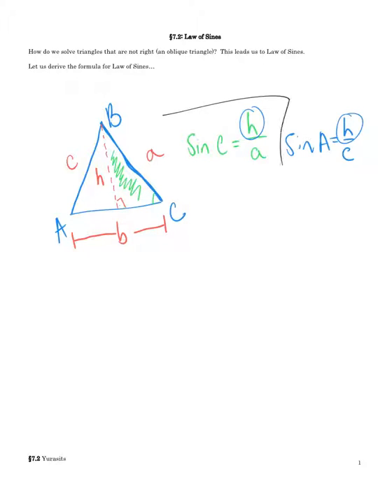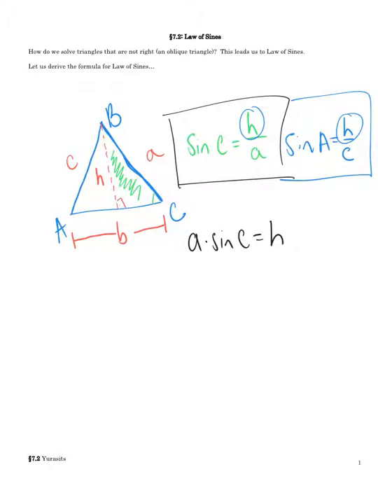So just focusing on this equation, I would multiply both sides by A, and I get H. And we'll use another color. In this equation, I'd multiply both sides by C. So, by the transitive property, if these both equal H, we can set them equal to each other.